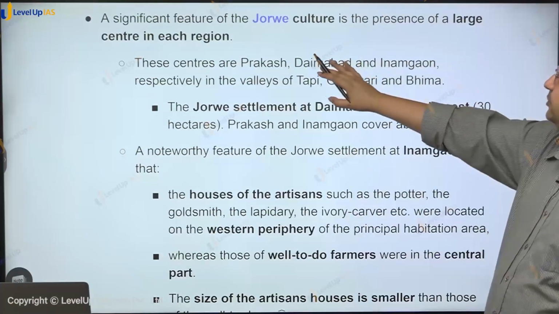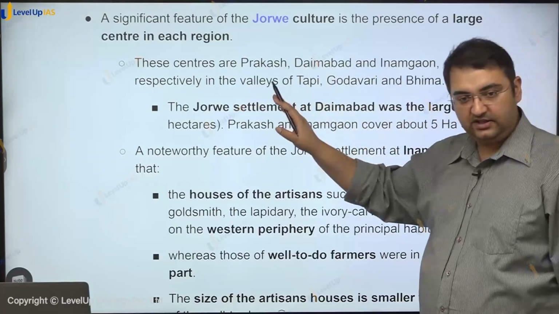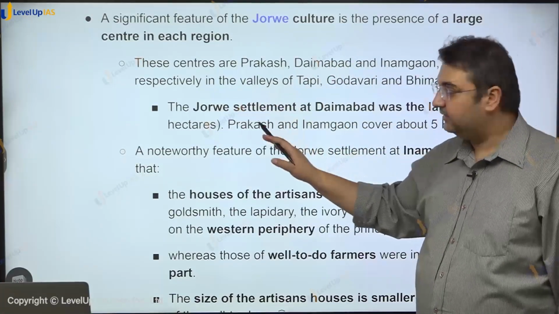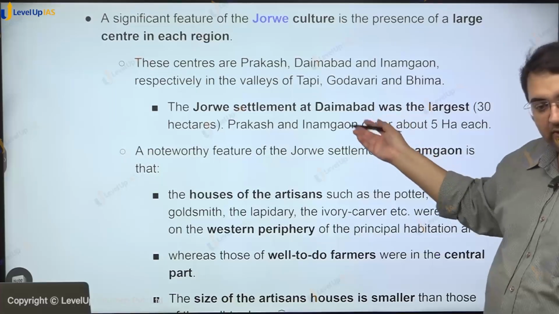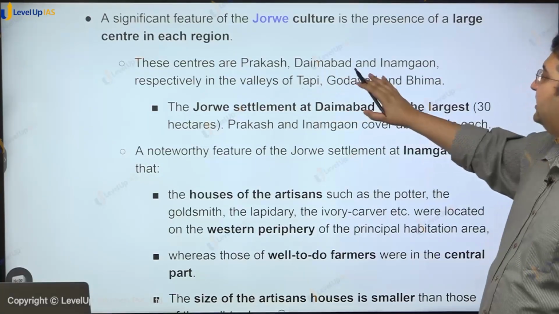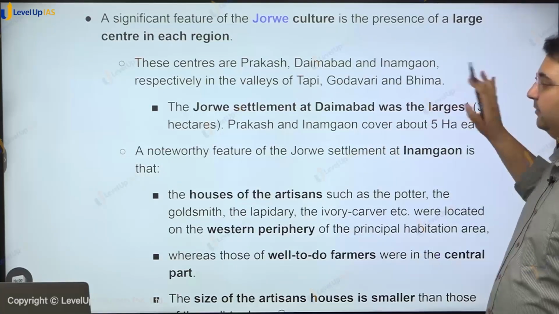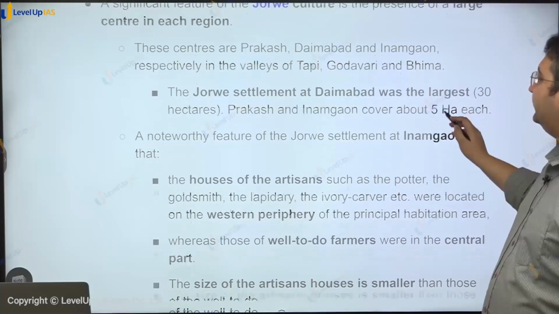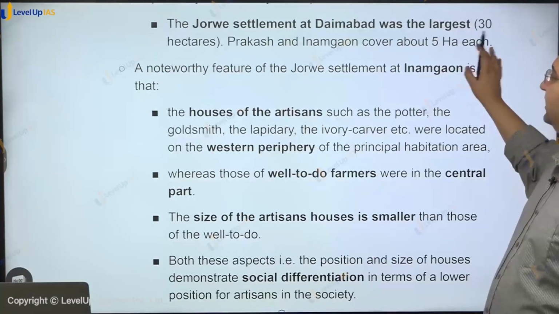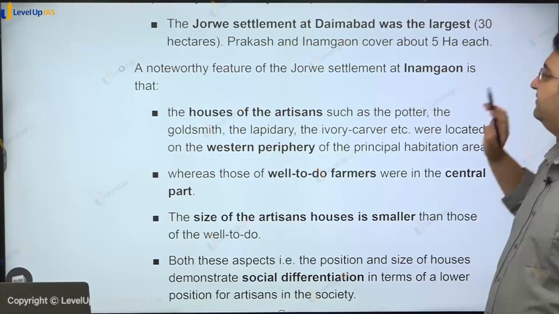A significant feature of the Jorwe culture is the presence of a large center in each region. This we have already seen that एक primary settlement होगा और उसके around secondary settlements होंगे. These centers are Prakash, Daimabad and Inamgaon respectively in the valleys of the Tapi, Godavari and Bhima rivers. Jorwe settlement at Daimabad was the largest, around 30 hectares. Prakash and Inamgaon cover about 5 hectares each.